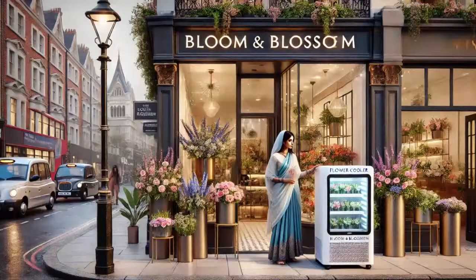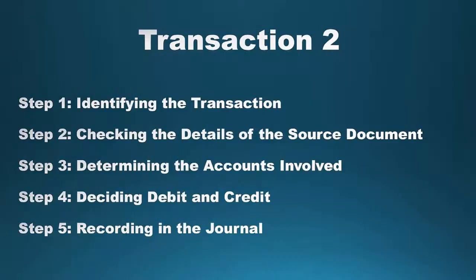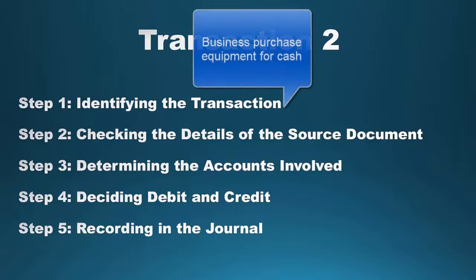Transaction 2. Purchase of a flower cooler for $5,000. Step 1. Identifying the transaction. The transaction involves Neelam Sultan purchasing a flower cooler for her florist business. The cooler is essential for keeping flowers fresh, so it is considered a non-current asset.